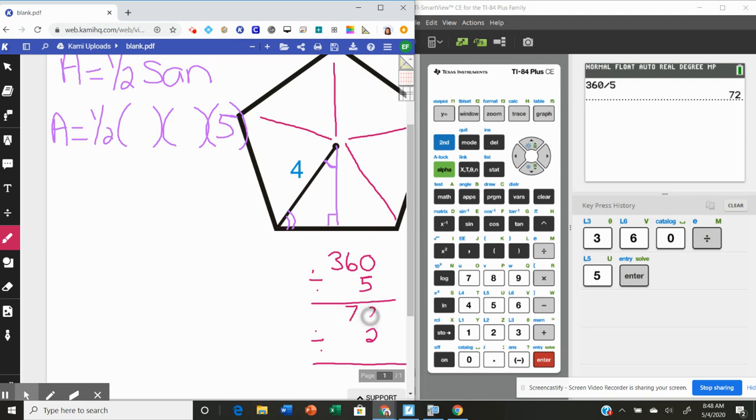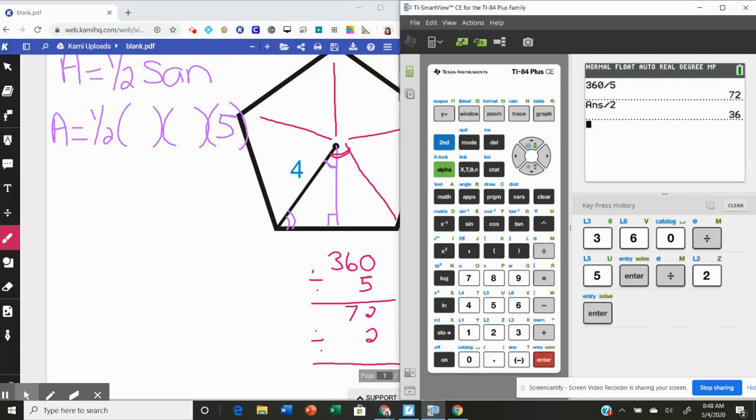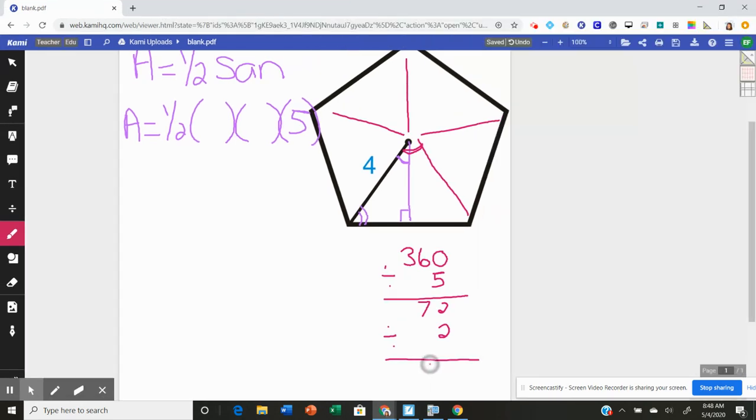But that's not what I wanted. I wanted not this entire angle. I only want half of that. So half of 72 is going to give us 36. So I know for my triangle that I'm looking at a 36-degree angle measure up here. So I'm going to use that information to not only solve for the length of my apothem, but I'm just going to put an X here because I also have to solve for that side length. Or that piece of that side length, I should say.